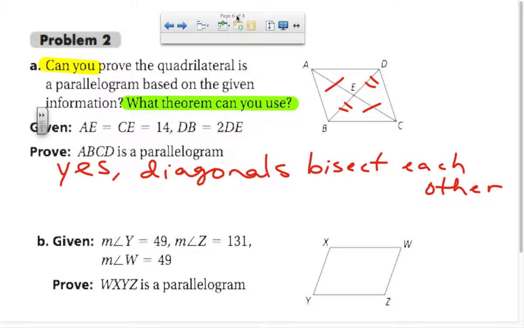I have that Y is 49 degrees. I have that Z is 131. And that W is 49. So, is this a parallelogram? And if so, why? Jesse? Why?